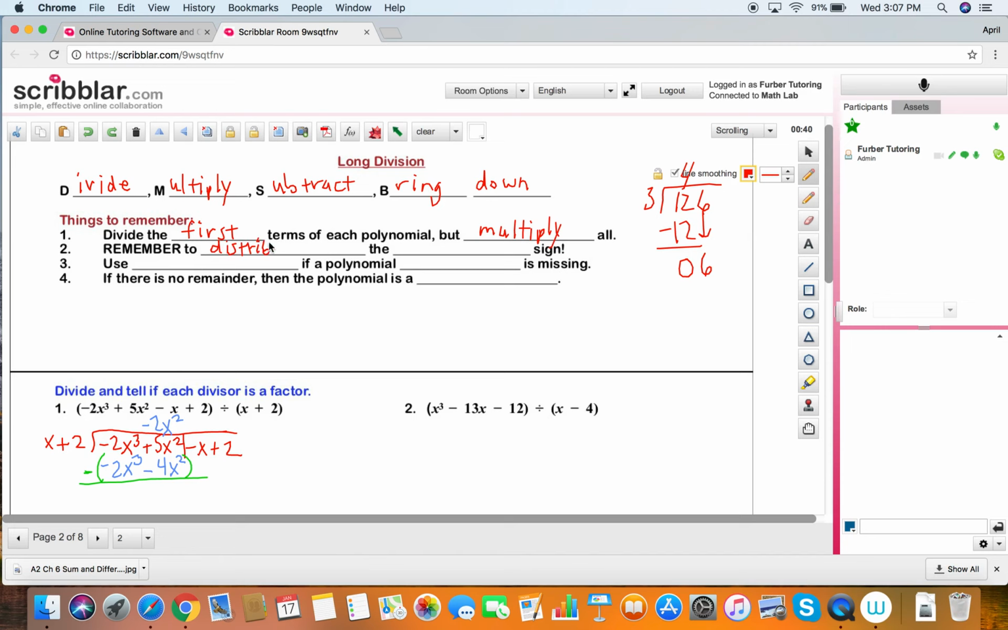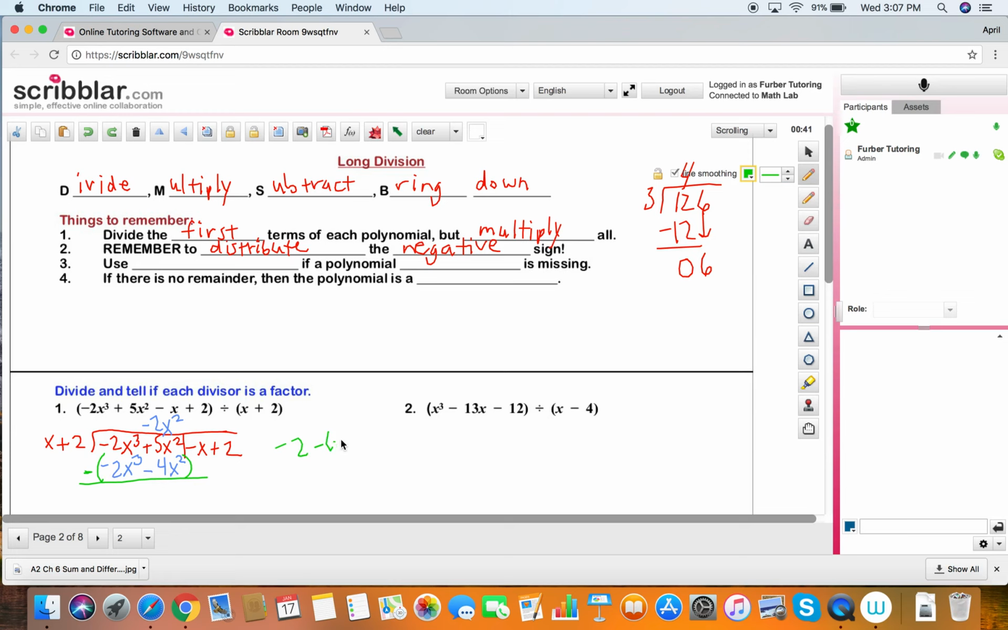To distribute the subtraction sign, or I'll say the negative sign because it means the same thing. So this negative sign out here needs to attach, or you're basically subtracting both terms. So this is negative 2x cubed minus negative 2x cubed, which would be the same thing as negative 2 plus 2, and 5x squared minus negative 4x squared.